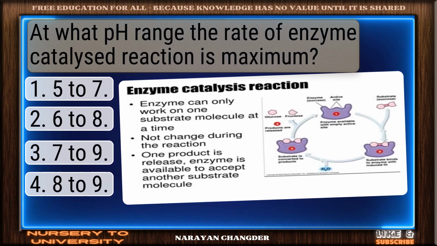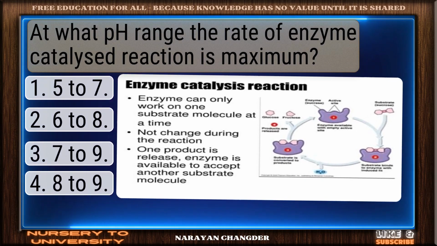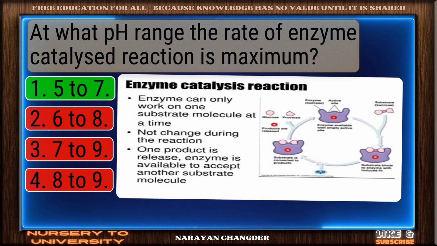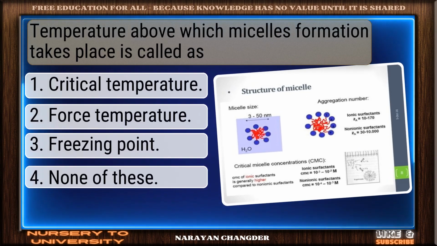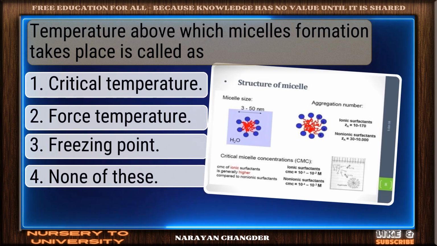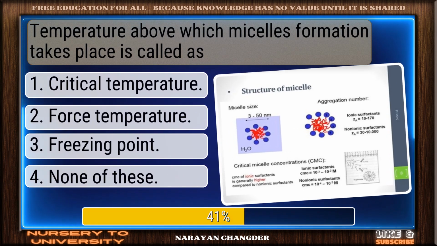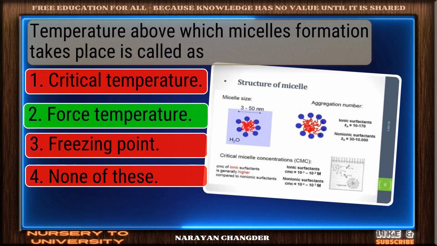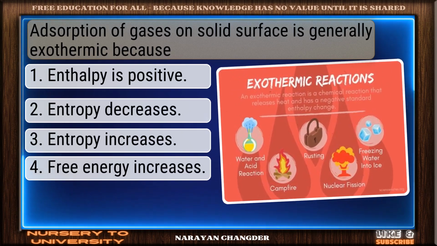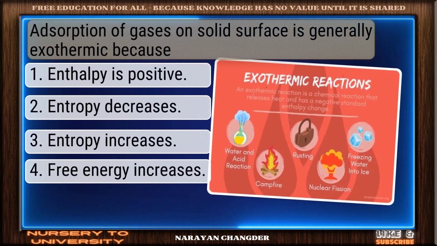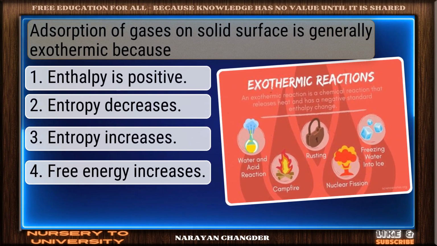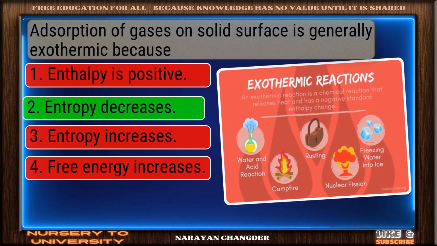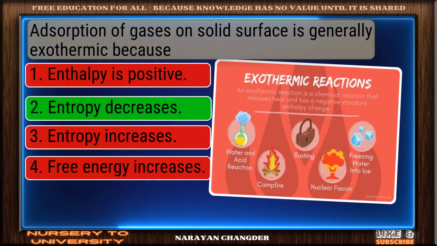At what pH range is the rate of enzyme catalyzed reaction maximum? Exactly, 5 to 7 makes sense, and it is the right choice. Temperature above which micelle formation takes place is called as... You got it. Your choice, Kraft temperature, is right. Adsorption of gases on solid surface is generally exothermic because... Strong choice. Entropy decreases is the right answer.